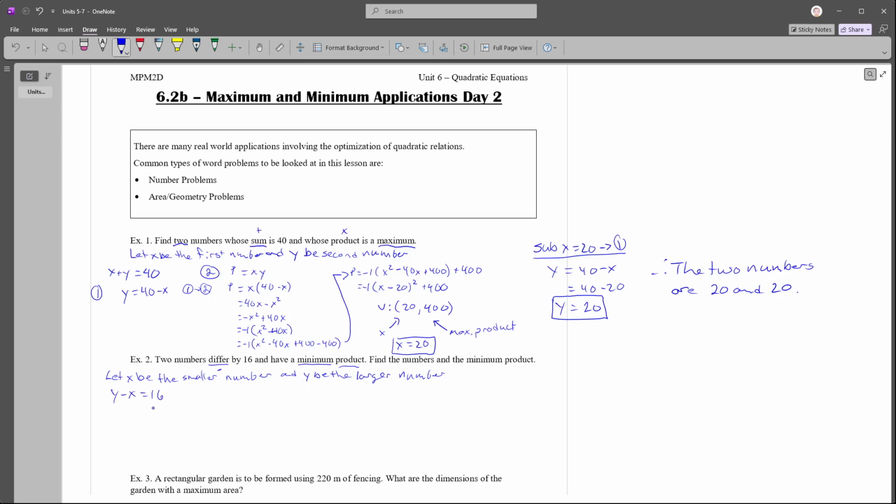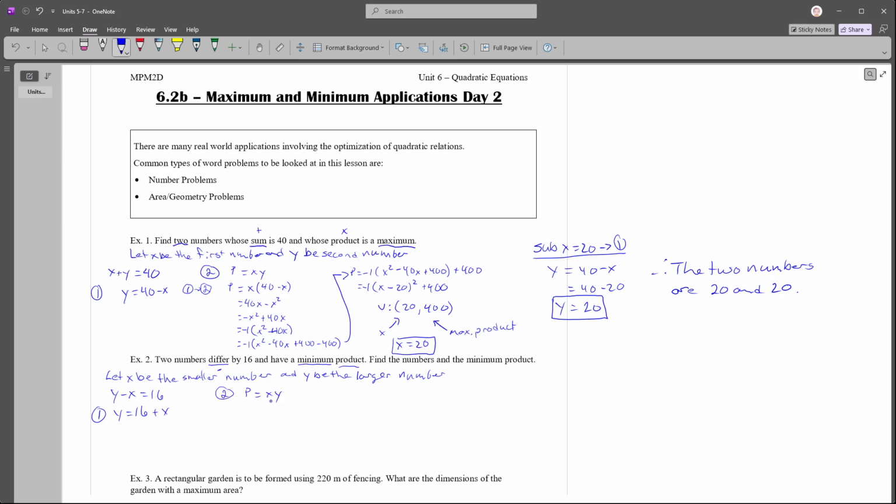That's great. Let's isolate for a variable. So now we can say y is equal to 16 plus x. Awesome. We have an equation. What other equation could we do? Oh, we got product again. Same thing as last time. We're going to have equation 2, which is just going to be product is equal to x times y.